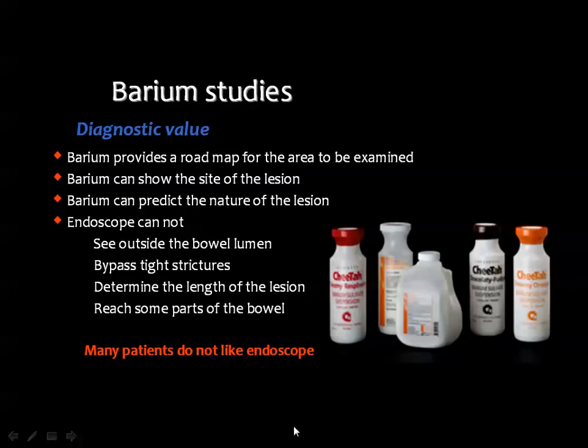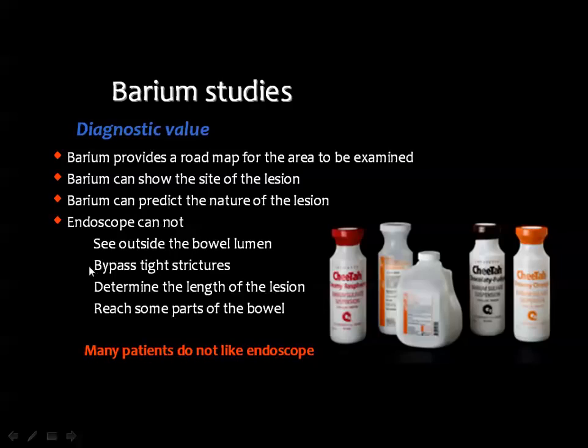You know that barium usually provides a map for the area to be examined by endoscope later on, and barium can show the site of the lesion, whether it is in the esophagus, in the stomach, or elsewhere in the gut. Then barium can predict the nature of the lesion, whether it is benign or malignant. Sometimes it can say that, and in many cases the endoscope cannot see outside the bowel lumen. You know that the endoscope sees only inside the bowel, but barium can see inside and outside.